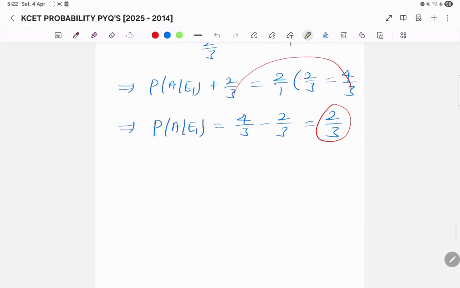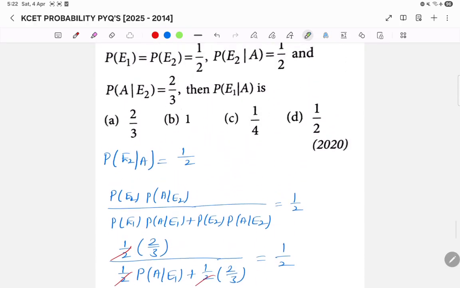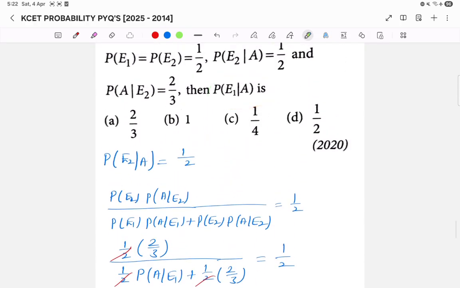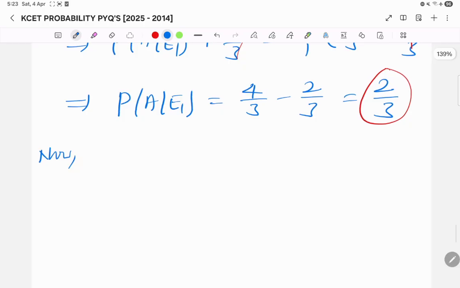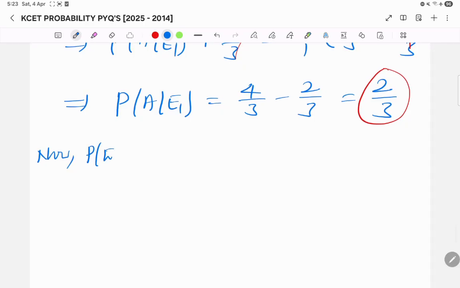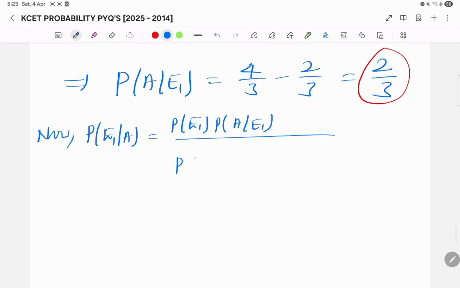Now write down what they are asking in this question: P of E1 by A. Write down the P of E1 by A formula first. P of E1 into P of A by E1, divided by the total number of outcomes: P of E1 into P of A by E1 plus P of E2 into P of A by E2.